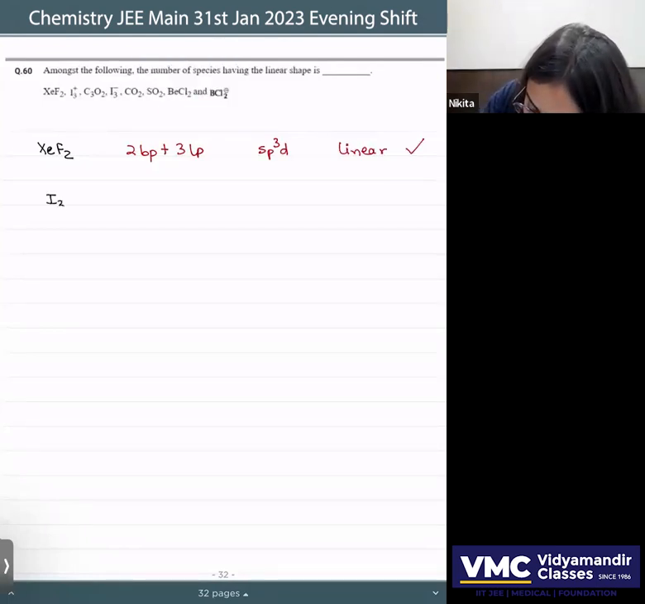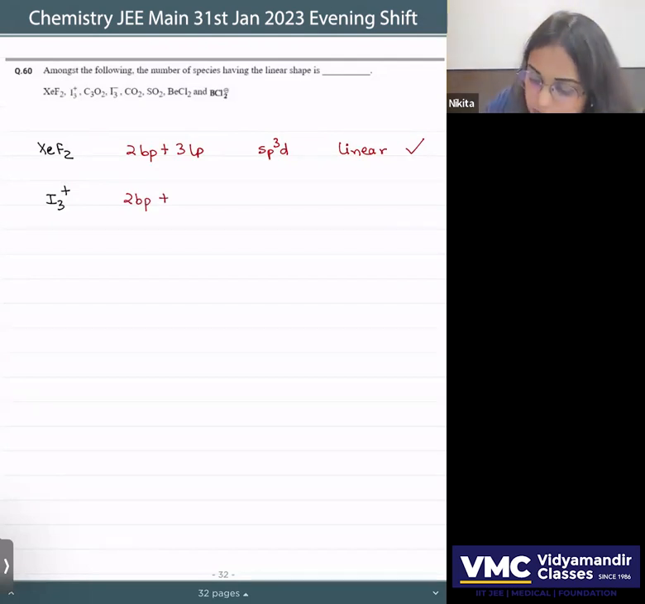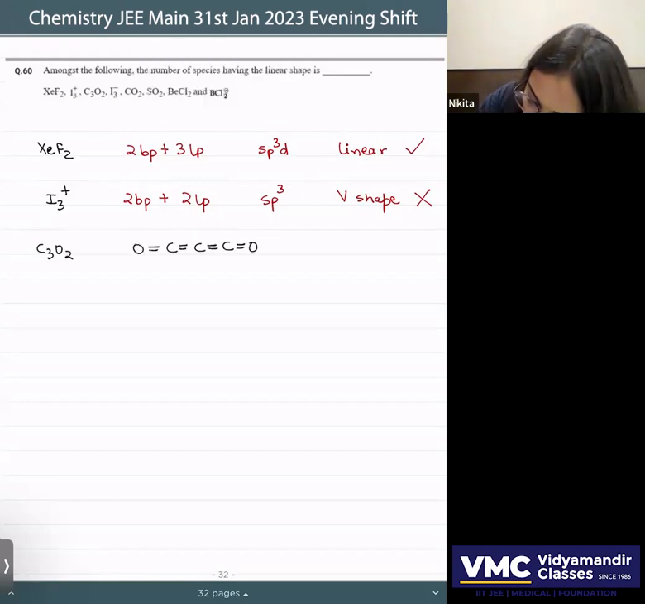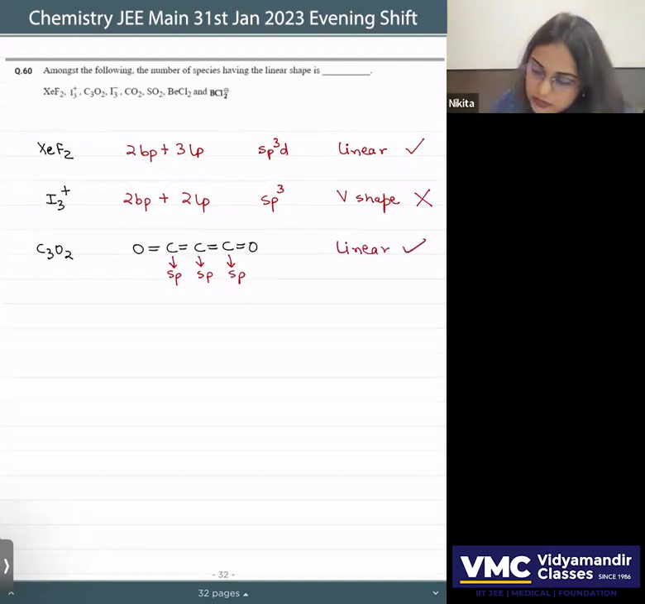Then we have I3 plus. I3 plus, it has 2 bond pairs and 2 lone pairs. The hybridization is sp3. And due to the presence of 2 lone pairs, the shape is V shape. It is not a linear shape. Next is C3O2. The structure of C3O2 is this. Here, all the carbon atoms, they are sp hybridized. That means the shape is linear, right?